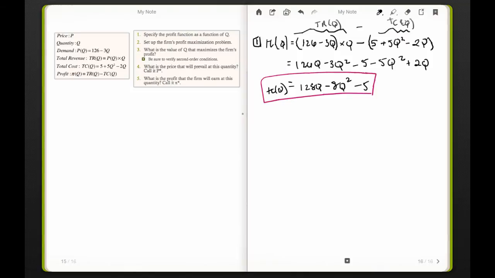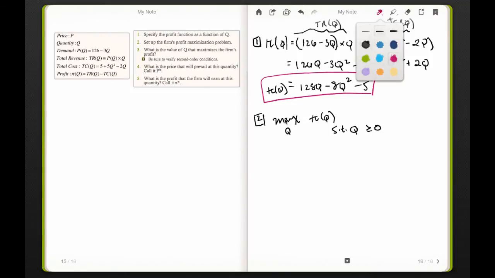All right. And then the second question says set up the firm's maximization problem. So what the firm's trying to do is maximize profit. You can write the entire thing out here, or you could just say max profit of Q by choosing quantity, subject to quantity being greater than or equal to 0. So we can't have negative quantities. So this is the firm's problem.